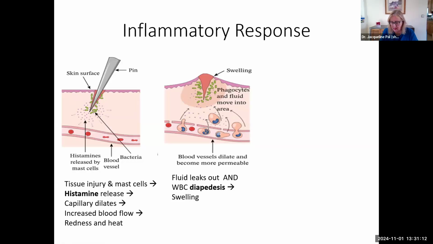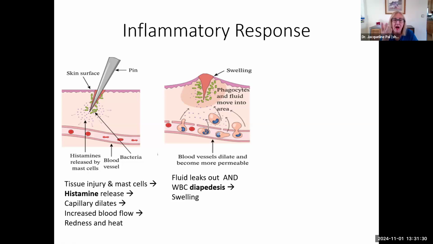So, it's bold once again. So if you don't know that term, make sure you do know it. And both of these processes, the fluid and all the extra white blood cells in the tissue, are going to give us that third cardinal sign of swelling.